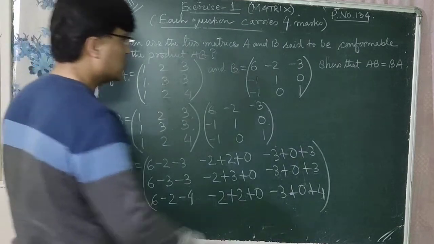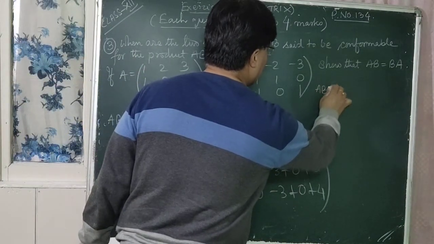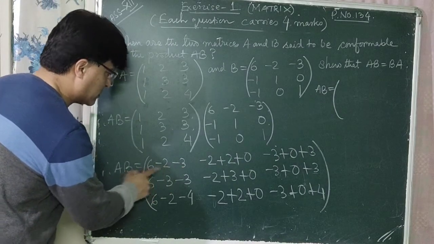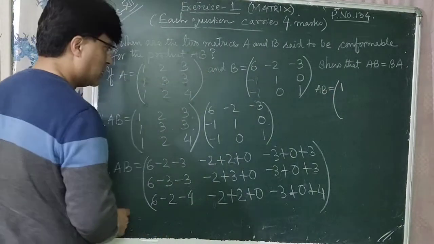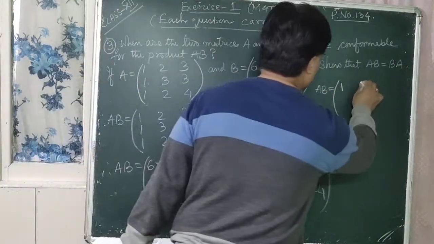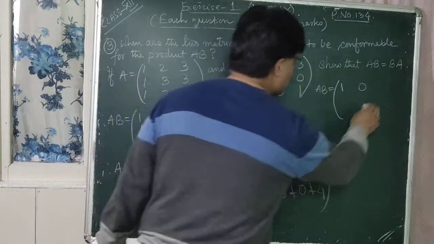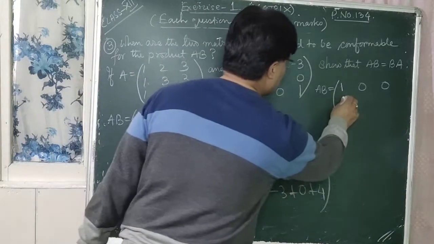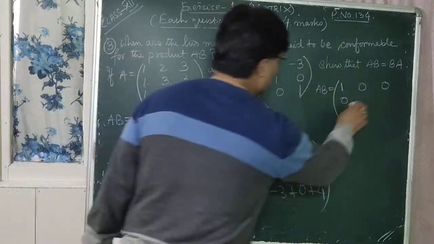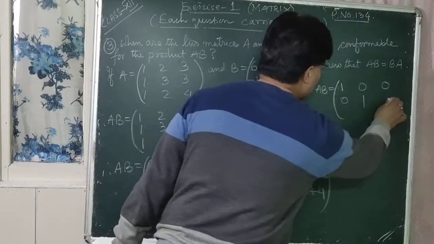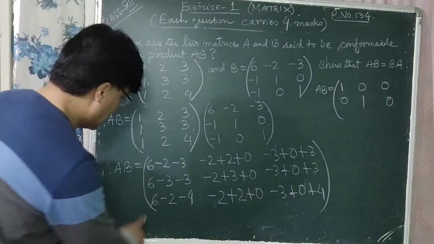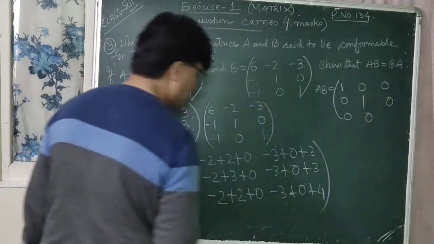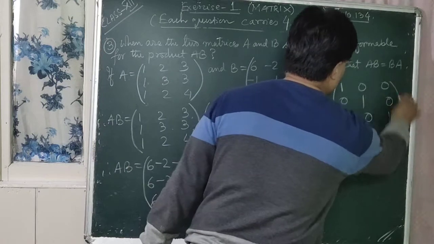Okay. So let's simplify it. So AB is equal to, let us simplify it. 6 minus 2 minus 3. This is minus 5. 6 minus 5 is 1. Right? And this minus 2 plus 2 is 0. Minus 3 plus 3 is also 0. This 6 minus 6, 0. Minus 2 plus 3 plus 0, 1. Minus 3 plus 3, this is 0. Right? And this is also 6 minus 6, 0. Minus 2 plus 2, 0. And last one, 4 minus 3 is 1.